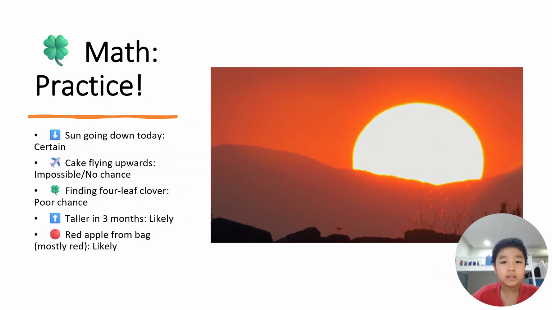Now for some practice. Remember what we have learned. What is the likelihood of the following events? The sun goes down today. It's certain. Of course, that's impossible or no chance: when we drop a cake and it flies upwards.